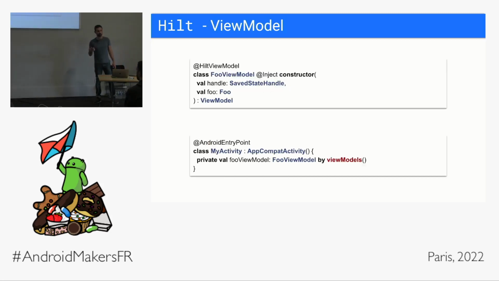Dagger Hilt also offers functionalities for Jetpack components. For instance, for the ViewModel, you don't need to write your own ViewModel factory anymore. You can annotate your ViewModel with @HiltViewModel, and then you can provide your dependencies in the constructor if you annotated it with @Inject. And if you use Kotlin extensions, you can instantiate ViewModels with by viewModels, and you get for free the SavedStateHandle, which is the way you will persist data in ViewModels.